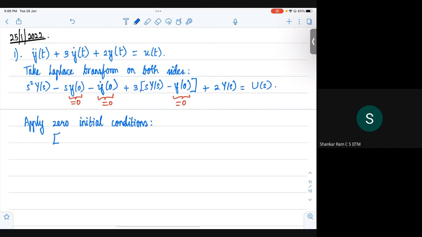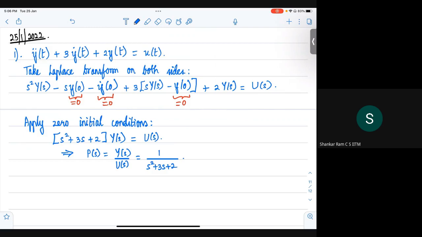If I collect the terms involving Y of s, we are going to get s squared plus 3s plus 2 multiplied by Y of s. I'm just collecting the terms involving Y of s, and this is going to be equal to U of s. So if we cross multiply, we get the plant transfer function or the system transfer function, right? Which is nothing but the ratio of the Laplace of the output to the Laplace of the input variable under 0 initial conditions. So that is going to be 1 divided by s squared plus 3s plus 2. Okay, so this is what we get as the plant transfer function.